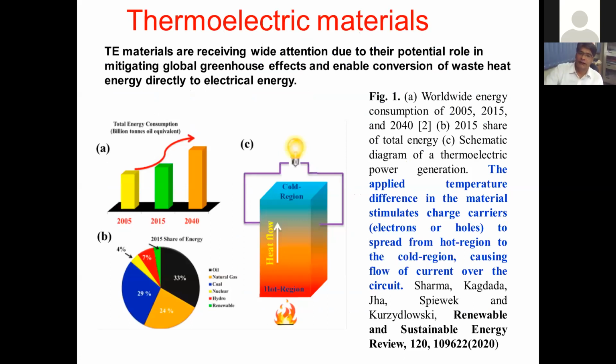Now, thermoelectric material, which is another very important class of materials, the class of energy application. These materials are receiving wide attention due to their potential role in mitigating the global greenhouse effect and enabling conversion of waste heat energy directly to electrical energy, right? This is the same graph which I discussed in the beginning, showing how total energy consumption is increasing. This works on the basis that you have the material, one region is hot, another is cold, and that basically produces electricity. So the applied temperature difference in the material stimulates charge carriers, whether electrons or holes, to spread from the hot region to the cold region, causing flow of current over the circuit, right?